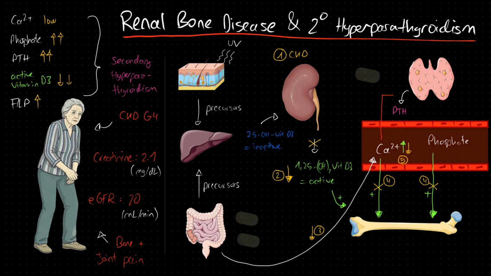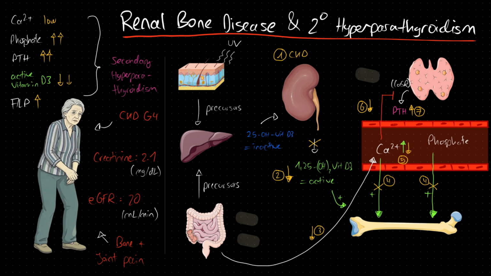Calcium mediates this effect by binding to a G protein-coupled receptor on parathyroid gland cells, the calcium sensing receptor. In our case, low calcium levels due to reduced active vitamin D3 lead to diminished inhibition and thus promote increased PTH production to compensate for the decrease in calcium.